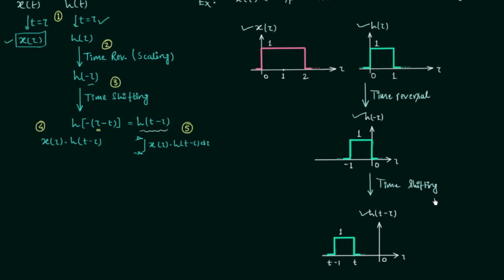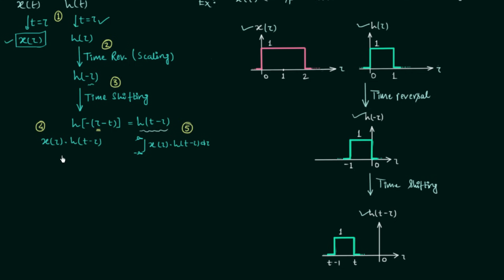After performing the time shifting, this waveform can shift towards the right also depending on the value of t, but we want to move our signal from minus infinity towards the right, so we are considering the value of t such that the signal is shifted towards the left. So this is all for step number 3. Now we will move to step number 4 and step number 5.